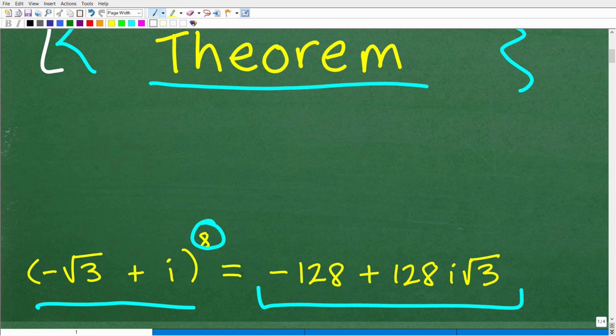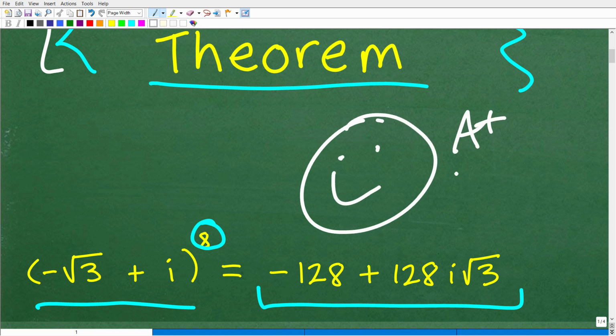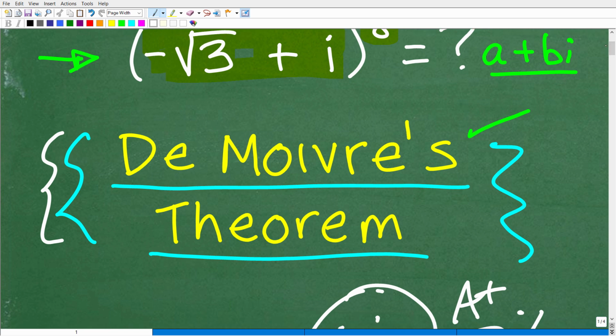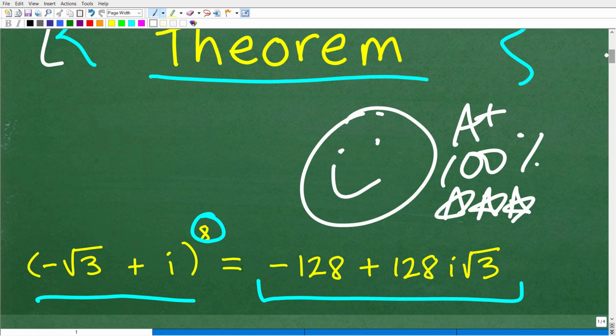Okay, so how did you do? Well, if you got this right, I definitely have to give you a nice little happy face and an A plus, a 100%. And multiple stars, so you can brag to your friends and family that indeed you are a professional expert in the area of De Moivre's theorem. They'll be like, I have no idea what that is, and please do not teach me. I do not want to put anything more into my brain. And that's a good thing, because there is a lot of information that goes along with this.